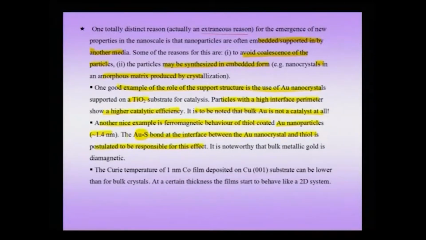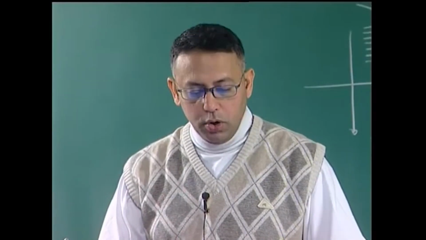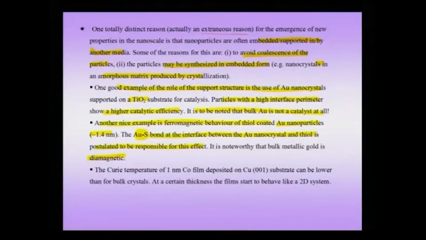you can see that the interface itself, which of course comes from the way the gold is dispersed in this thiol, is playing a very important role in the emergence of a totally new property, because gold is normally diamagnetic and this embedding is giving it ferromagnetic behavior. So, absolutely new properties can emerge. There can be enhancement in properties as in the case of the catalytic activity.